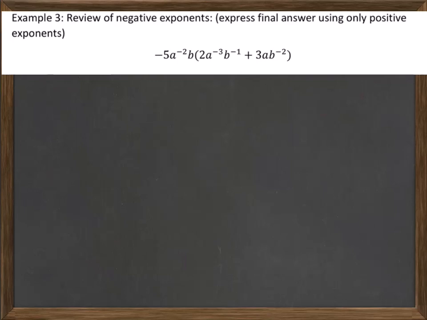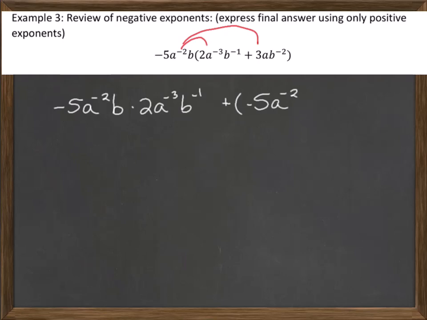All right, so now we want to do a brief review of negative exponents before we launch into multiplying polynomials by each other. So just as we did in the previous example, we are going to be distributing, meaning we're going to multiply both terms inside the parentheses by 5a to the negative second power b. So we have negative 5a to the second power b times 2a to the negative third b to the negative first plus negative 5a to the negative second power b times 3ab to the negative second power.